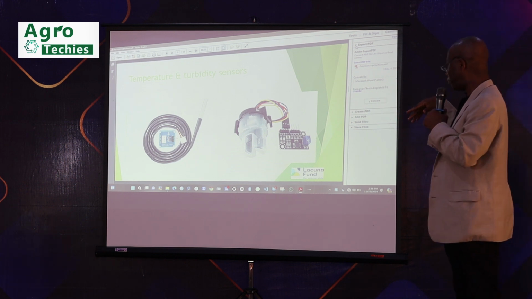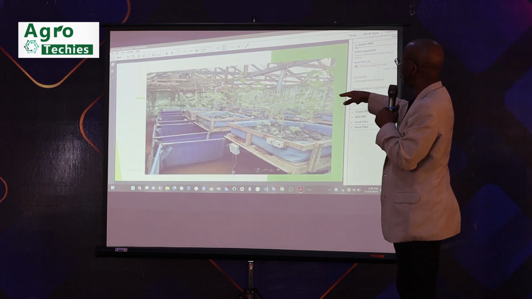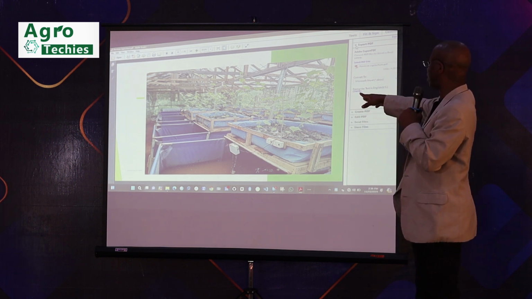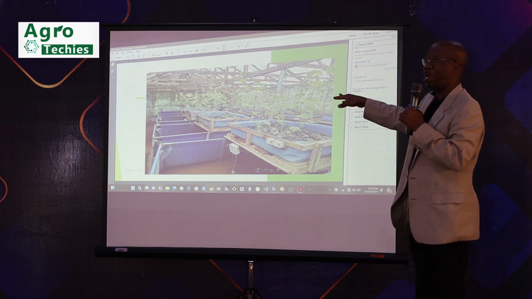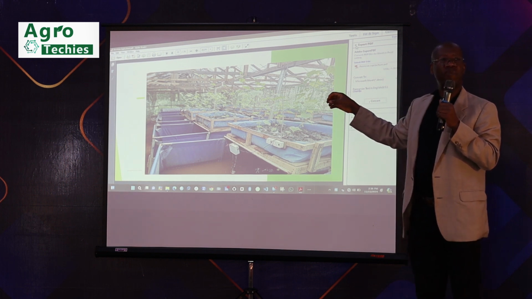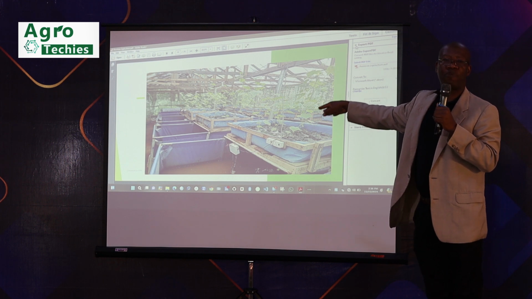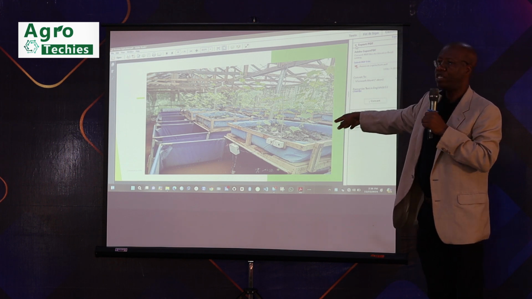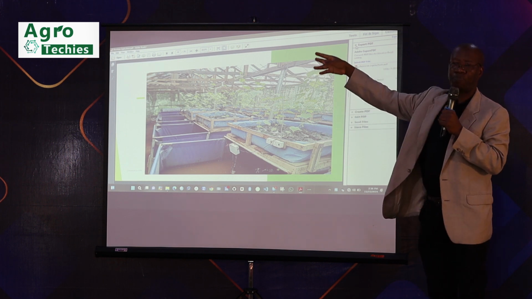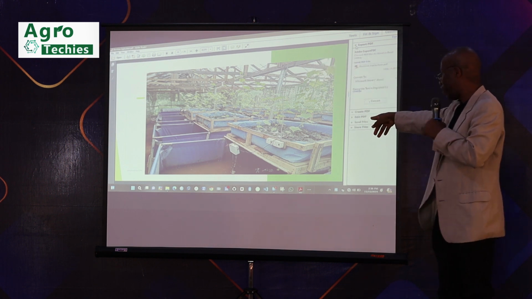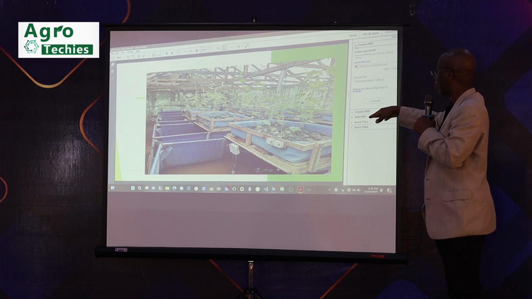Okay, next slide. Now this is the setup. This is one of our setups. This one was the test pond. So in our aquaponics system, we built vegetables on top of the fish pond. This we did within the university. We had two. One was in the zoo garden, the other was in the botanic garden. This one was in the botanic garden. The setup is still there till today.